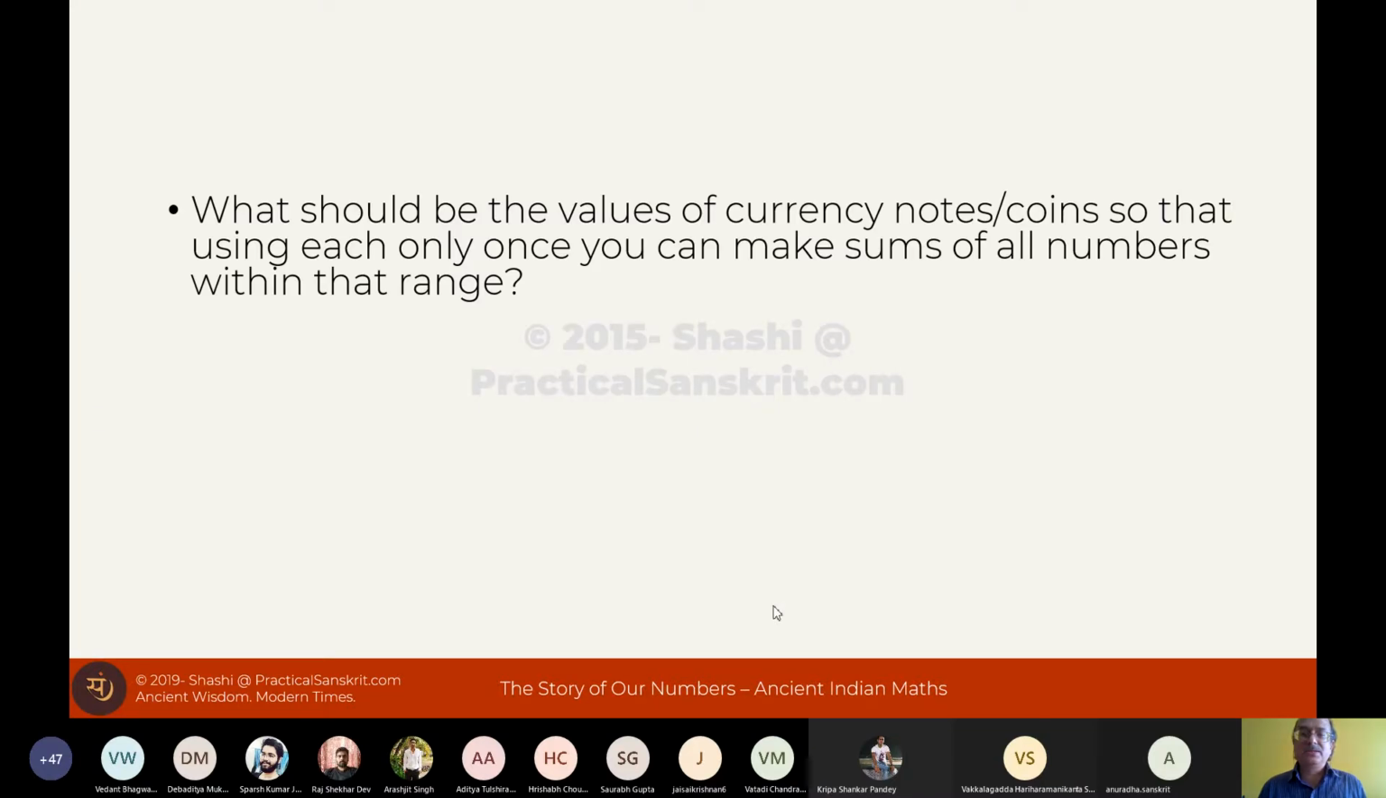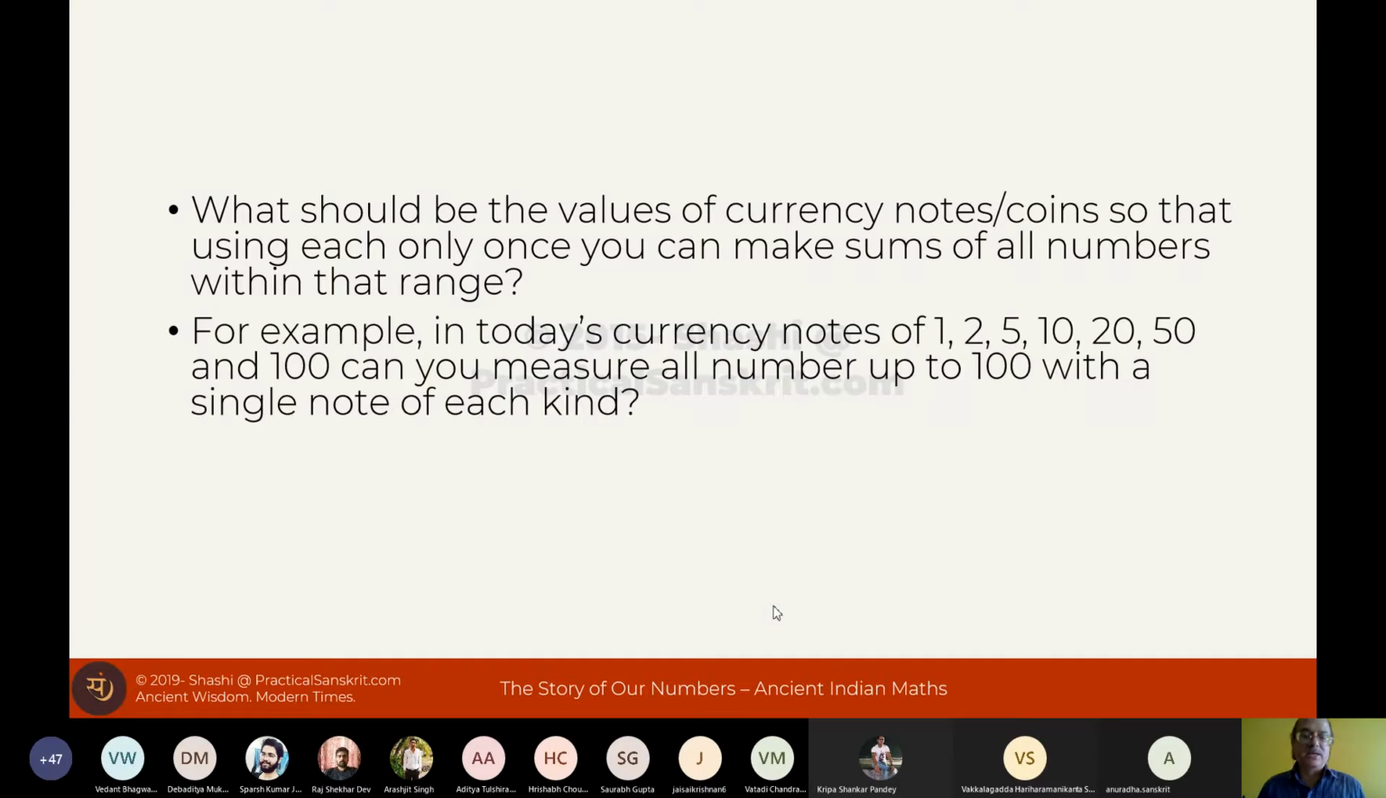One of the problems is what should be the values of currency notes or coins, so that using each one only once, you can make the sum of all numbers within the range. For example, today we have currency notes for 1, 2, 5, 10, 20, 50, and 100. Can we measure all the numbers up to 100, and actually up to 170 or something, using a single note of each kind? So you have only 100 rupee note, 150 rupee note, 120 rupee note, 110 rupee, 5 rupee, 2 rupee, 1 rupee notes like that, right?